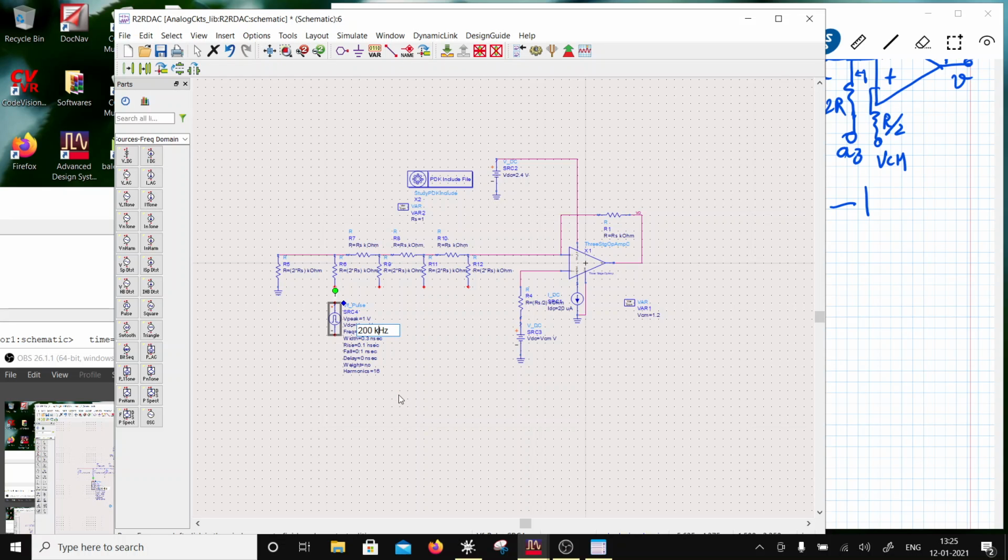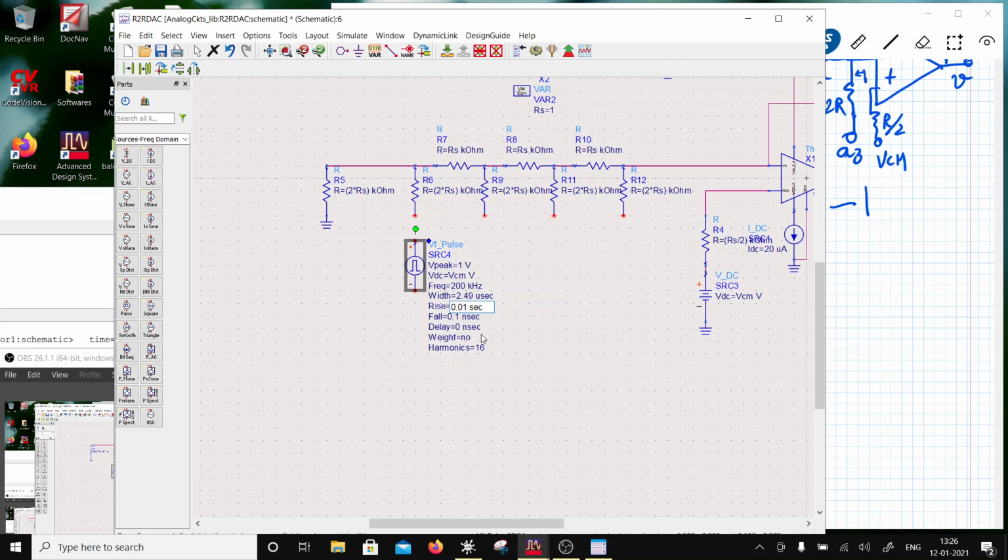Accordingly, the width of the pulse would be 2.4549 microseconds, or 2.5 microseconds, say 2.49 microseconds. And then the rise time is 0.01 microseconds. Fall time is also 0.01 microseconds.